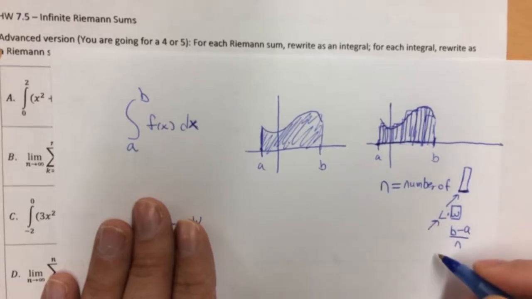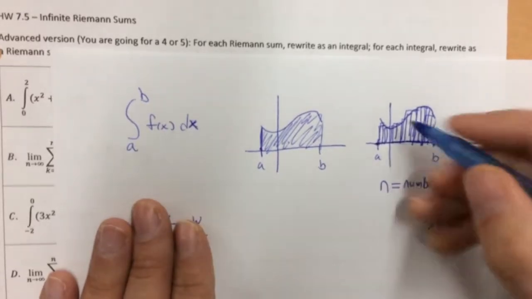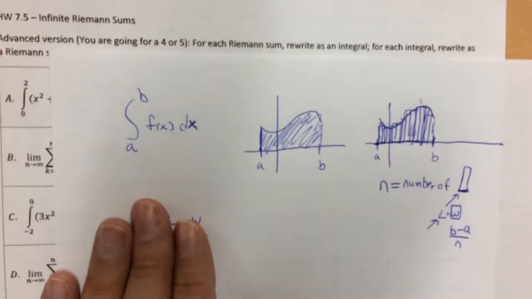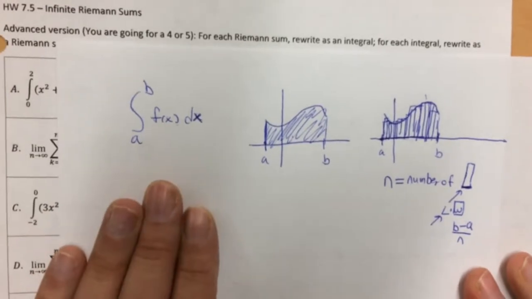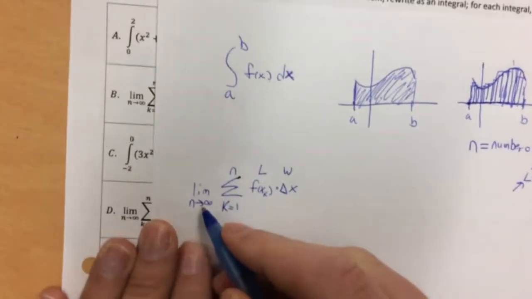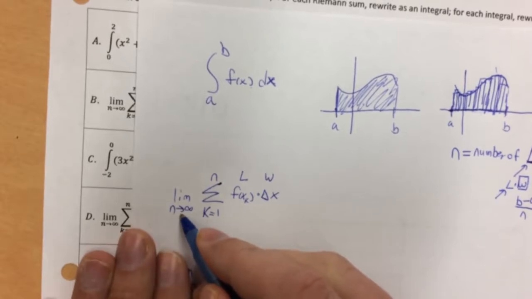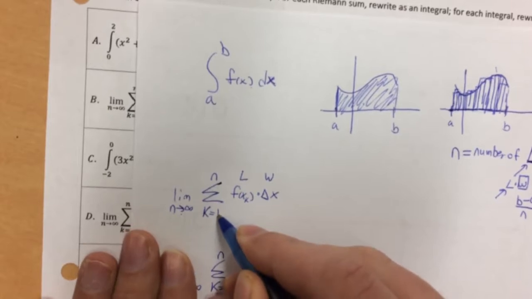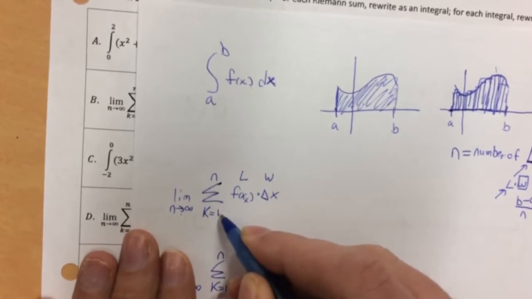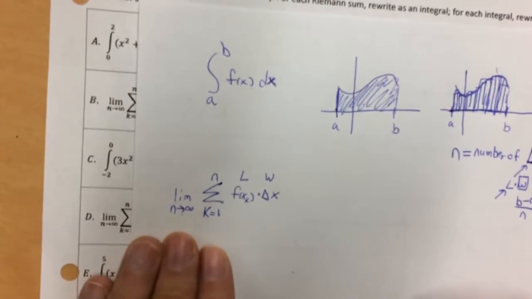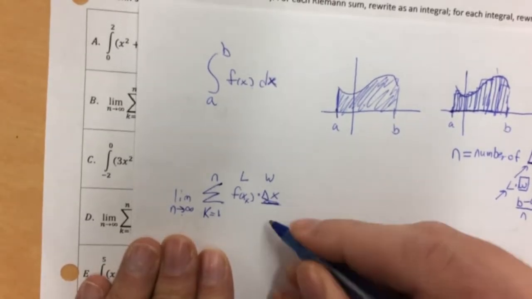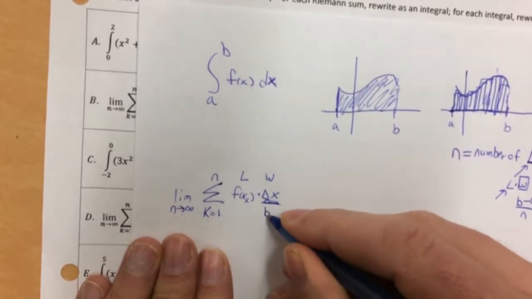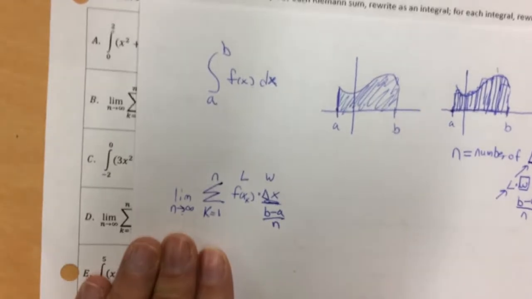The length is a lot harder. The length depends on what the function is, how high you are at different places, and it's going to change depending on what rectangle you're at. So we have this idea that we're going to take the limit as the number of rectangles goes to infinity, and we're going to add up n rectangles one at a time. This means we're going to add rectangle 1 plus rectangle 2 plus rectangle 3 plus rectangle 4 until we get to rectangle number n. The widths will always be delta x, how wide the rectangles are, and that will always be b minus a over n.